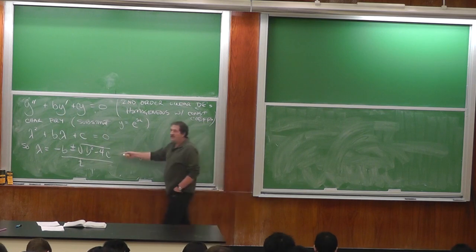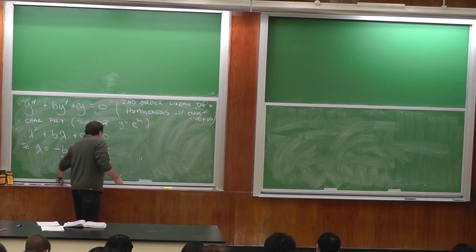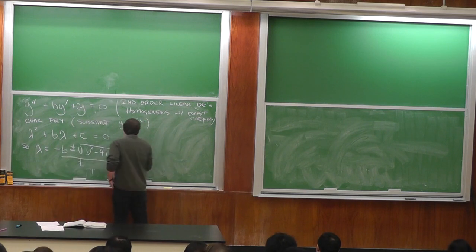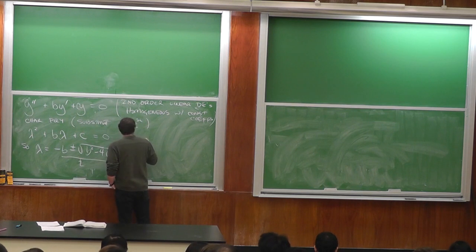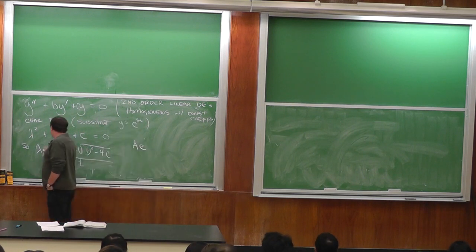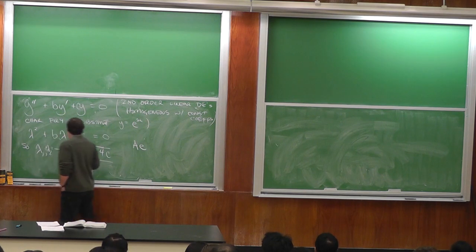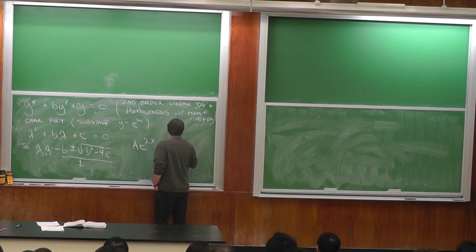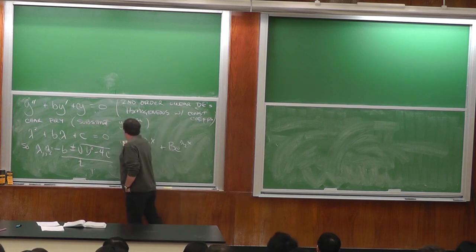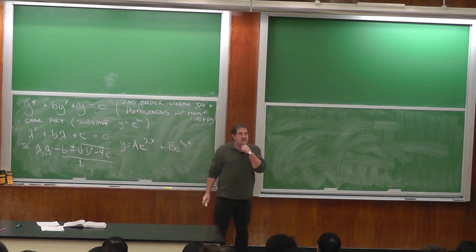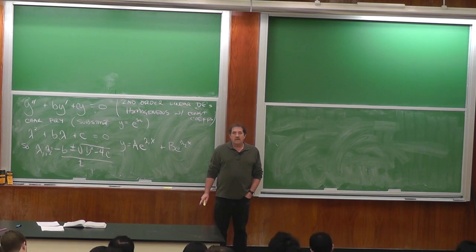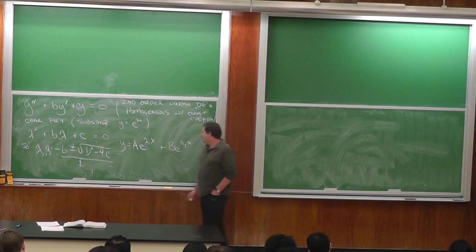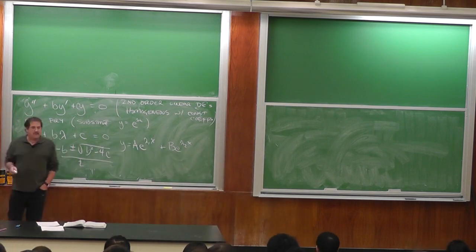And so we have two choices of lambda, and our solutions then look like, well, mostly a e to the, let's call this lambda 1, lambda 2, lambda 1, am I using t or x? Let's use x. Plus b e to the lambda 2 x. Right? So everybody remembers this? Anybody confused about this? Need me to say more before I go on? Guess not? Okay.